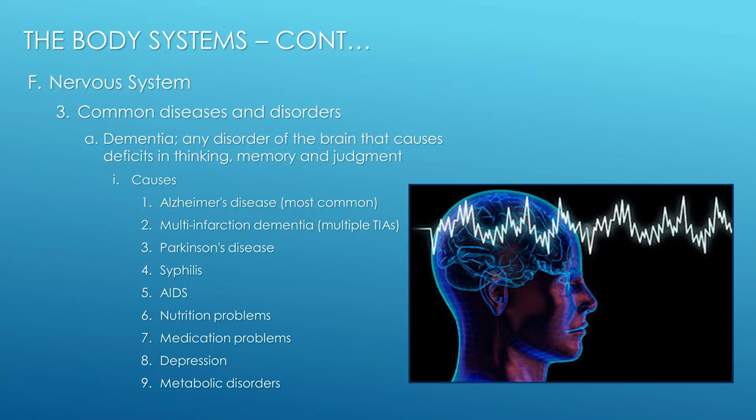Common diseases and disorders. Dementia, any disorder of the brain that causes deficits in thinking, memory, and judgment. Causes. Alzheimer's disease, the most common. Multiple infarction dementia, multiple TIAs. Parkinson's disease, syphilis, AIDS, nutrition problems, medication problems, depression, and metabolic disorders.